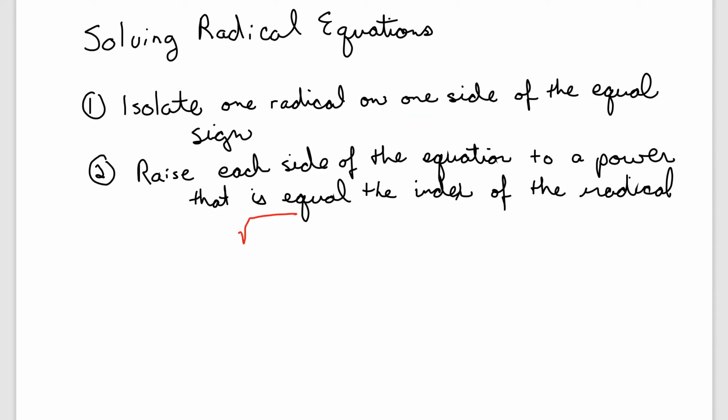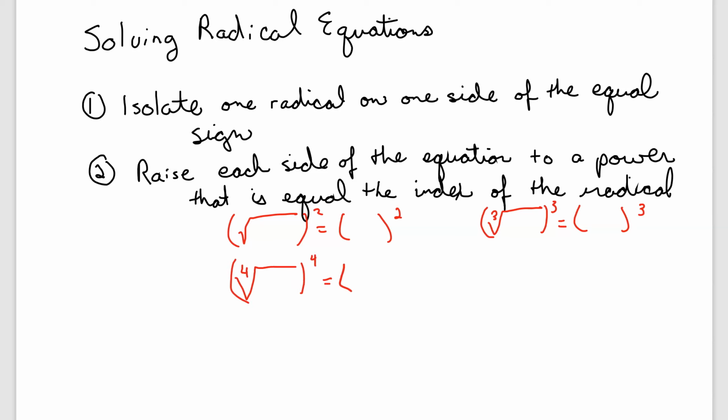So in other words, if we have something like this, we would want to square both sides. Now, if we have something that looks like this with a 3 here, we would want to raise both sides to the third power. We could have something that looks like this, and so we would want to raise both sides to the fourth power, and so forth. So you look at what number is here. If there's no number, it's an understood 2.